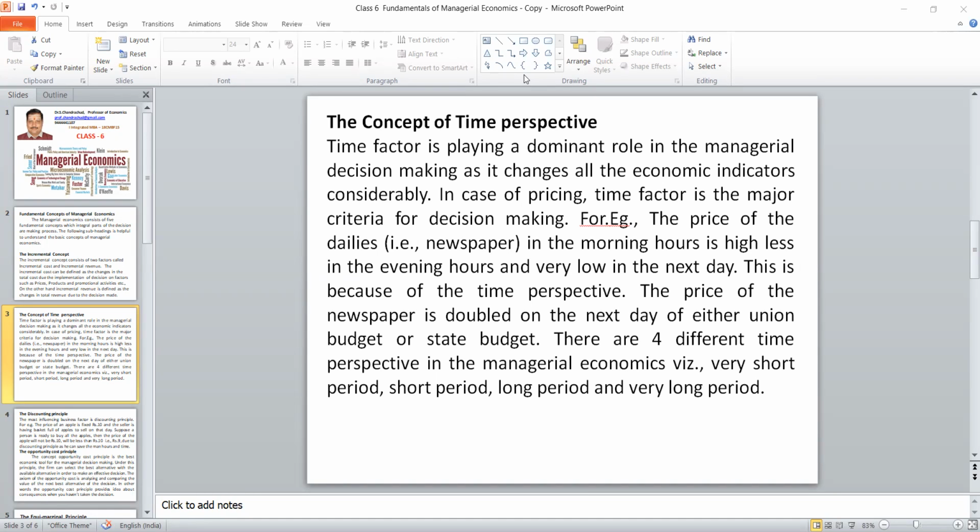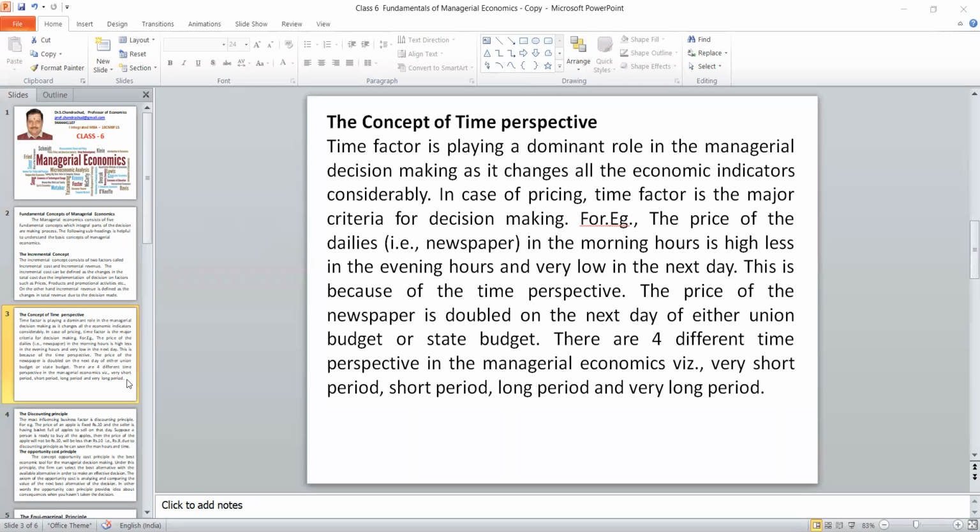So we classify this time perspective into four categories: a very short period and a short period, then the third one is a long period and a very long period. Very short period means in hours. Short period is within a week or month. A long period is a year, and a very long period is over the years. So based on this only, some decisions will be taken in the business. This is the second fundamental principle of managerial economics.